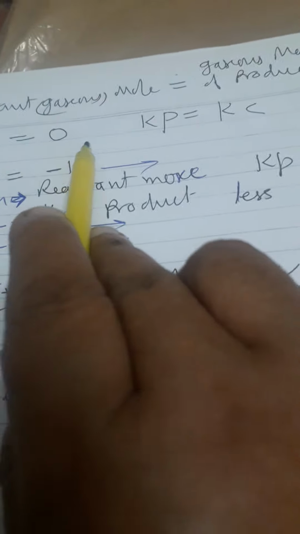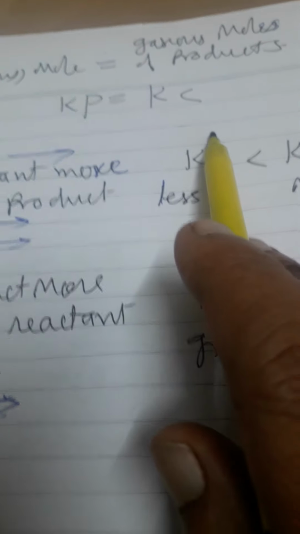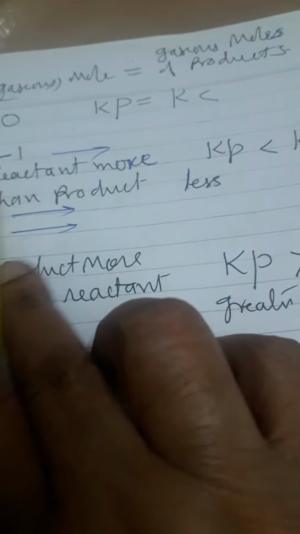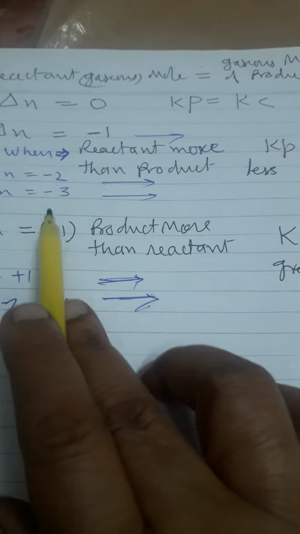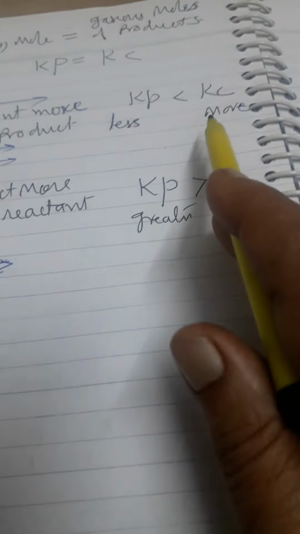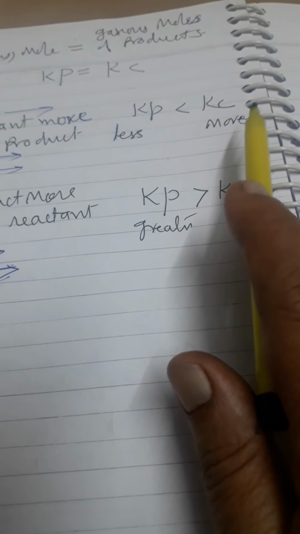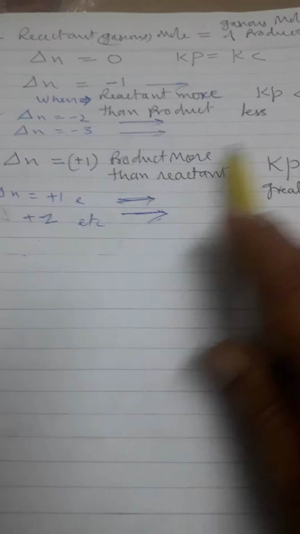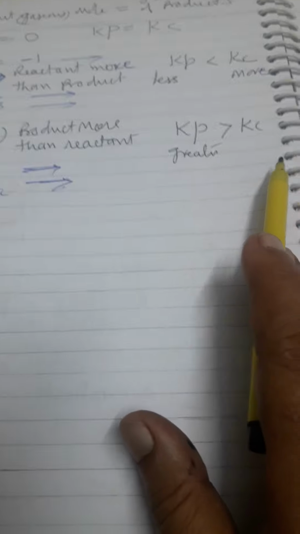See here, I have written more. Δn is equal to 0 means the number of moles of reactant and products both are equal. So Kp is equal to Kc. Right? Now Δn is equal to minus 1 or minus 2 or minus 3. In all these cases, Kp will be less than Kc. As the negative Δn becomes bigger, minus 3, minus 4 like this, Kc will be much higher as compared to Kp.